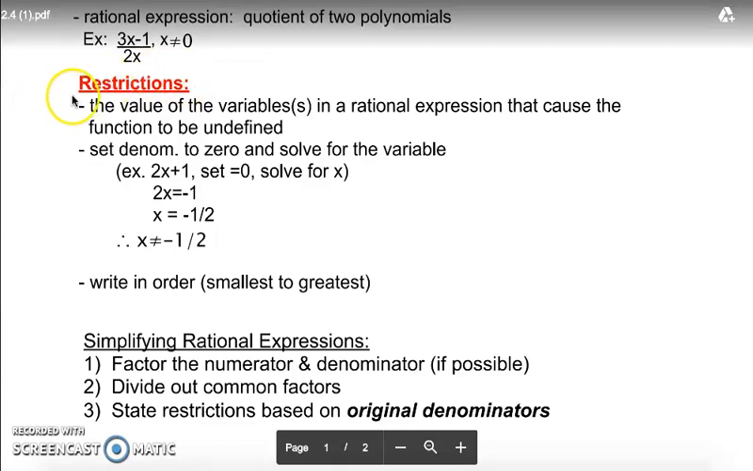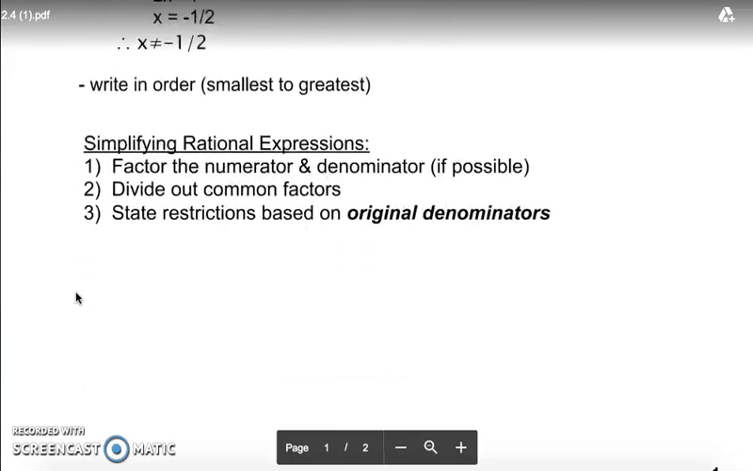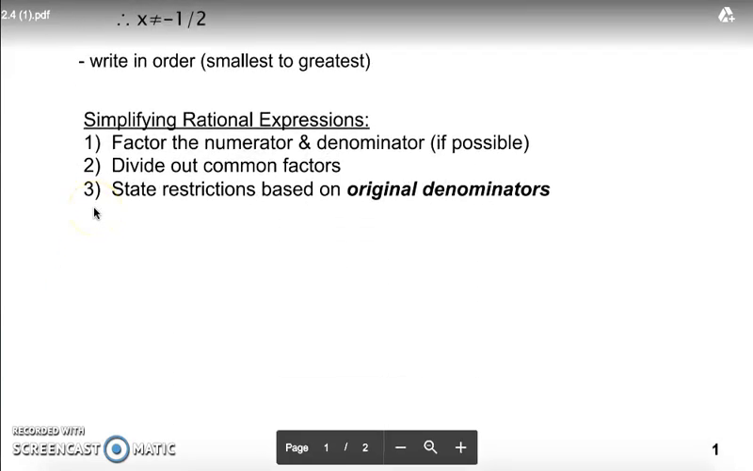So here is a summary of what restrictions are and how you can find it. And when you do your homework and write your test, we recommend that you write your restrictions in order from smallest to greatest. And here are 3 general steps for simplifying rational expressions. It involves factoring the numerator and denominator if possible. And then you divide out common factors. And lastly, you will state the restrictions based on the original denominators.